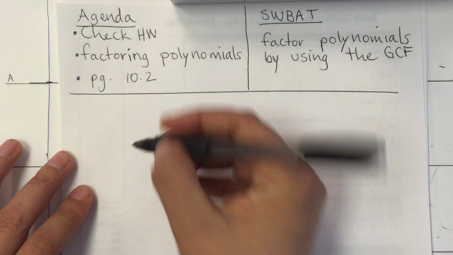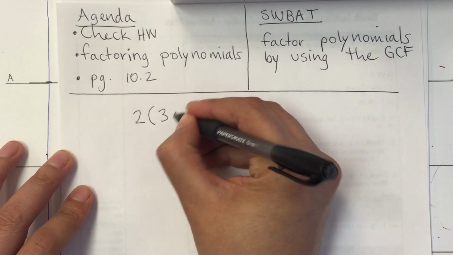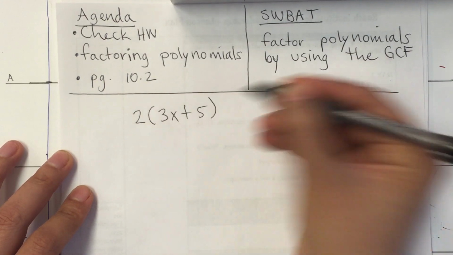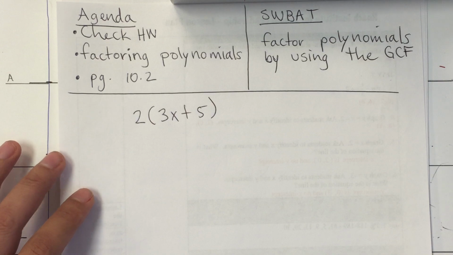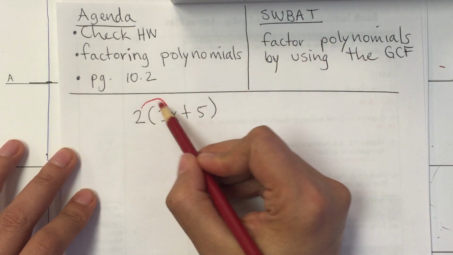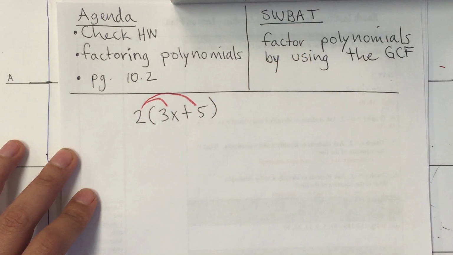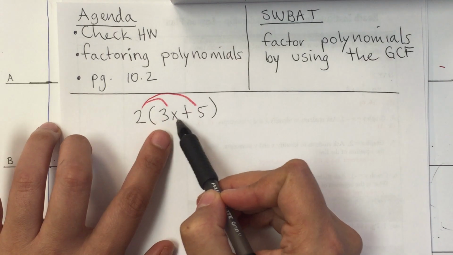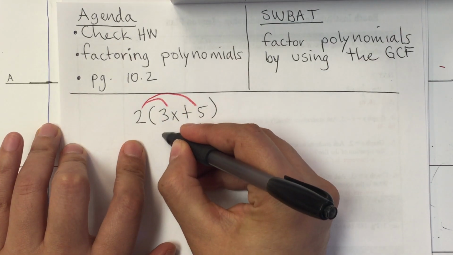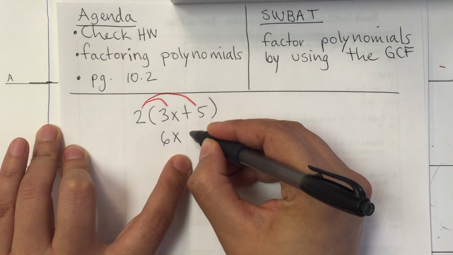So I'm going to start by going over one problem that you did yesterday, or similar to what we did yesterday. Yesterday we were simplifying, where we use the distributive property and combine like terms if necessary. So in here we are multiplying the 2 times the 3x will be 6x. The 2 times the 5 is 10.